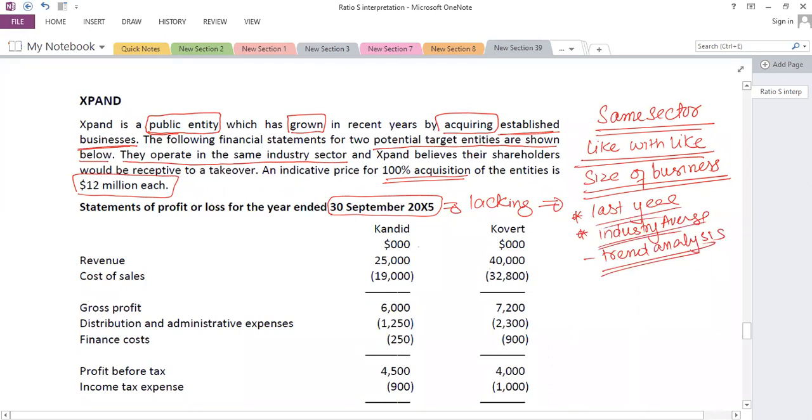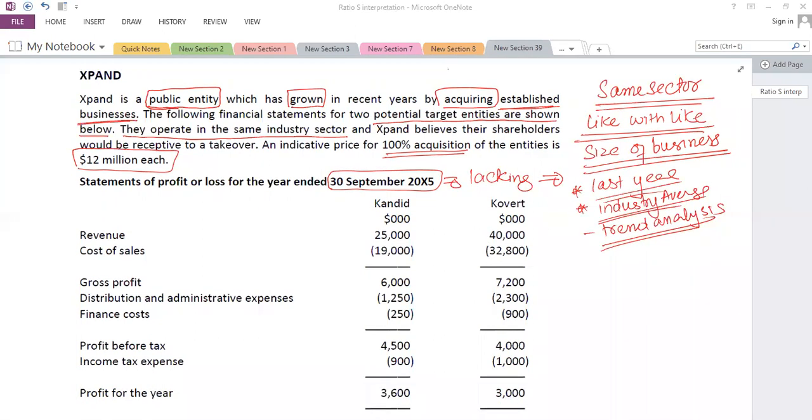Revenue we have, you can see the size of revenue. Here you can see that Covert has 40,000 revenue and Candid has 25,000 revenue. Ask yourself a question: why? If they are working in the same sector, why is there a difference in revenue?